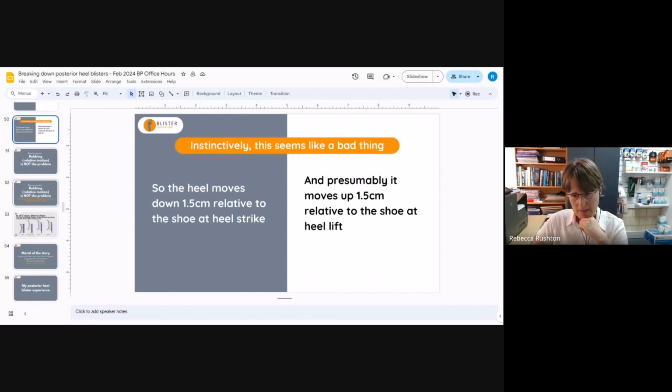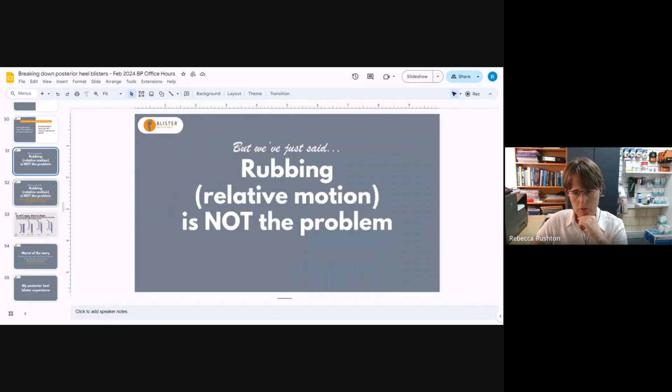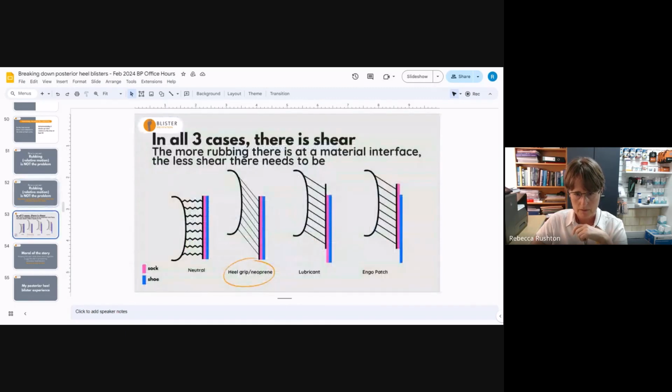Instinctively, this seems like a bad thing. I think as podiatrists, we're more comfortable with thinking that there's no relative motion there. So is it actually a bad thing? Because we've just said that rubbing or relative motion is not the problem. Well, you've got to focus not so much on rubbing, but on what that rubbing means for the magnitude of shear deformation. Because if we were laser-like focused on preventing rubbing, then we would actually be encouraging shear deformation to be larger.